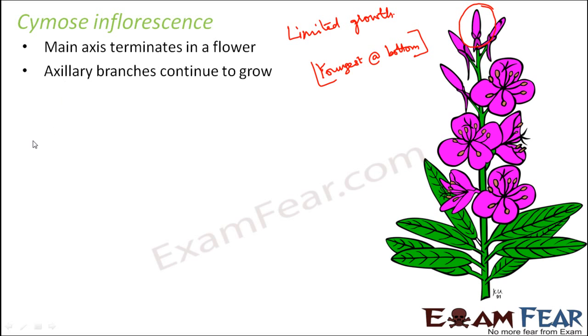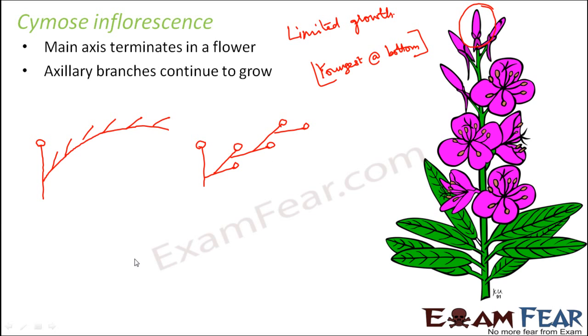Some of the examples of cymose arrangement would be somewhat like this. Let us suppose this is the main axis. It terminated in a flower like this. But the lateral branch can grow. The lateral branch can continue to grow like this. So this can have flowers. Again, there can be an arrangement like this. If this is the main axis which terminated in a flower, there is another axis which terminated in a flower. Again, this is terminated in a flower. Again, from here another one which terminated in a flower, and so on. So this is also an example of a cymose inflorescence.